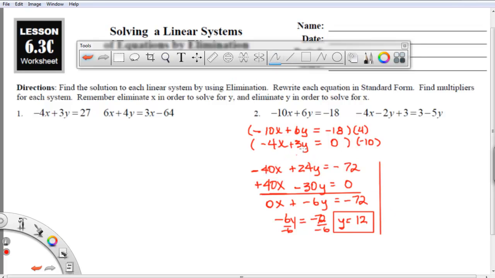Alright, now let's take a look at the y terms. Now to find x, I have to get rid of the y's. I know 6 times 3 is 18, and that's what I'm going to use. I know you could use 6, but I'm going to go ahead and use 18. So I'm going to take a negative 18 to the top and a positive 18 I want on the bottom.